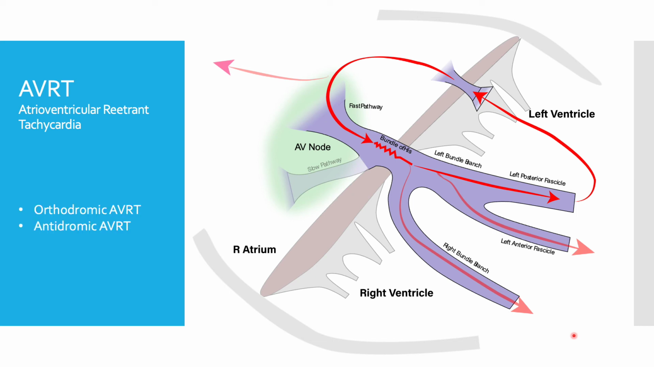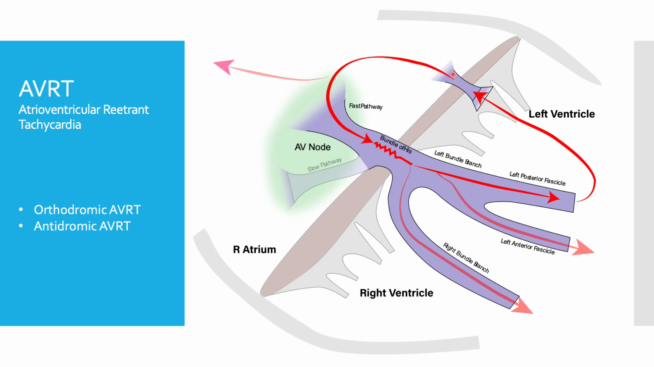There's orthodromic and antidromic. Orthodromic AVRT is far more common, and this is the one that is demonstrated in this example where the AV node is anterograde and the retrograde limb is the accessory pathway. This is much more common than the opposite scenario because most accessory pathways can only conduct retrogradely.